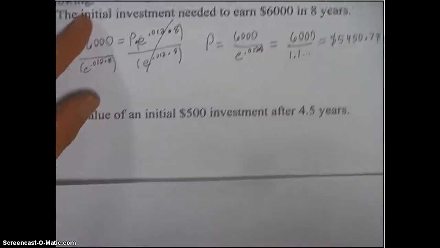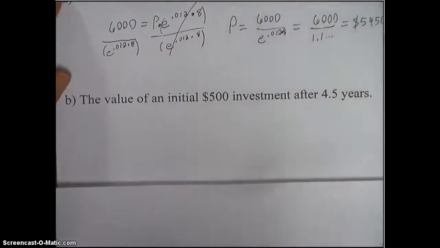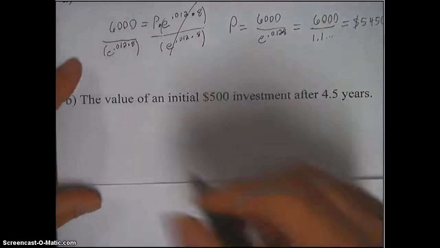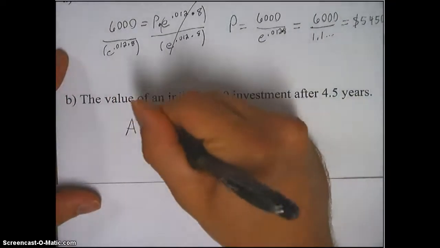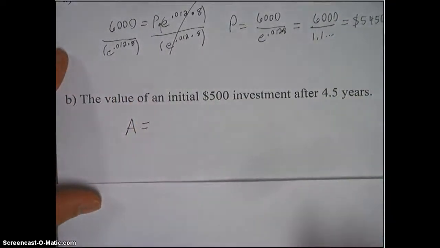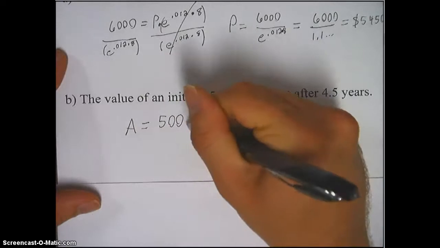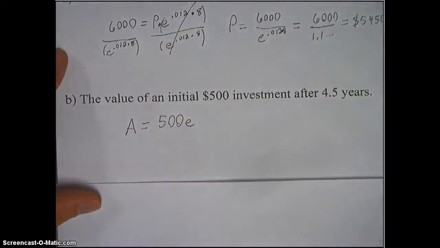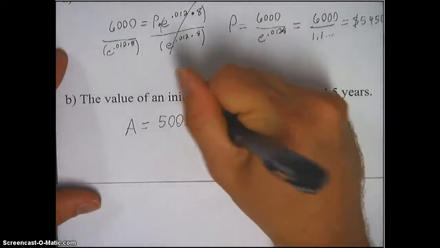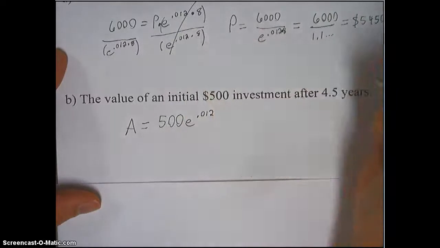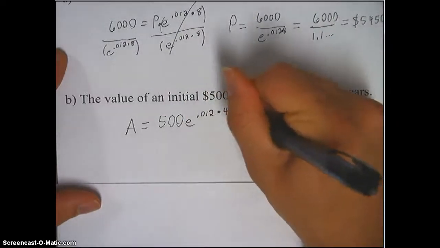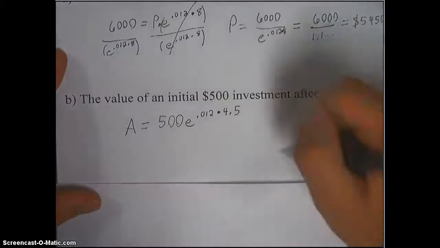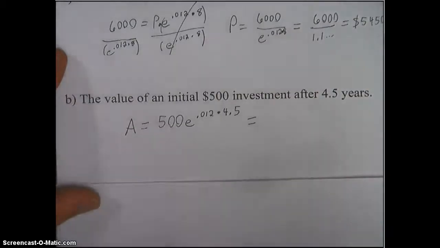Okay? Let's talk about this one. The value of an initial $500 investment after 4.5 years. All right, so I don't know A in this case. We're going to start with A because I'm trying to find A. The initial investment is $500. The e to the decimal is going to be the same, 0.012, and this time we've got 4.5 years. My t is 4.5.